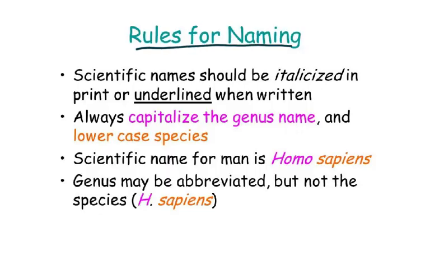Then the rules for naming. Scientific names should be italicized in print, or if you can't italicize them, then you underline them when they are written. Always capitalize the genus name. So the genus name must always be in capital letters, and the species in lowercase. So the scientific name for man is Homo sapiens. Homo, H is capital, s is small case. Genus may be abbreviated, but not the species. So you can have H. sapiens. So these are the rules for naming the genus and the species.